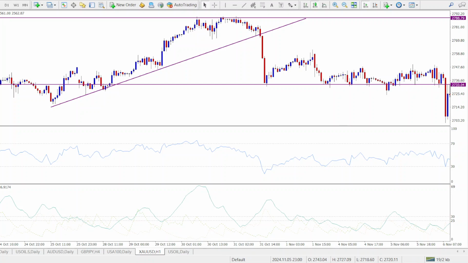All right, and there you have it, an effective way to combine the RSI and the ADX to identify strong trends and make informed trading decisions. Now remember, no strategy is foolproof, but with proper risk management and practice, this combination can give you a significant edge in the markets.